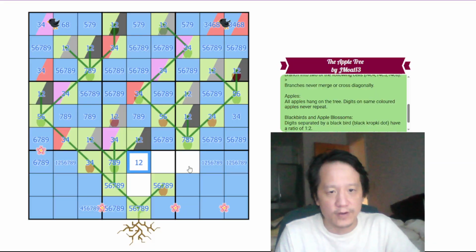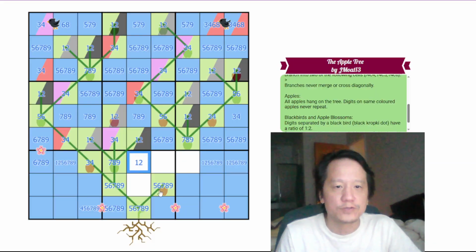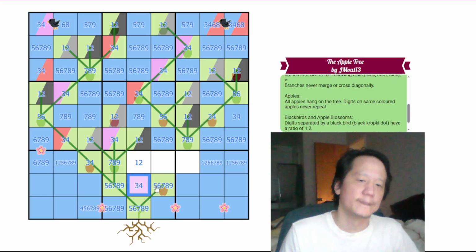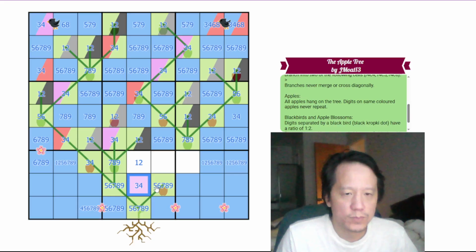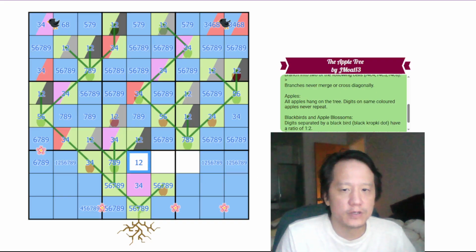So this can't be 5, 6, 7, 8, 9. Therefore, this is 1 or 2. That leaves this as a 3 or 4 here. And it has to be the pink 3, 4. This could stop here. So this has to be the medium 1, 2.